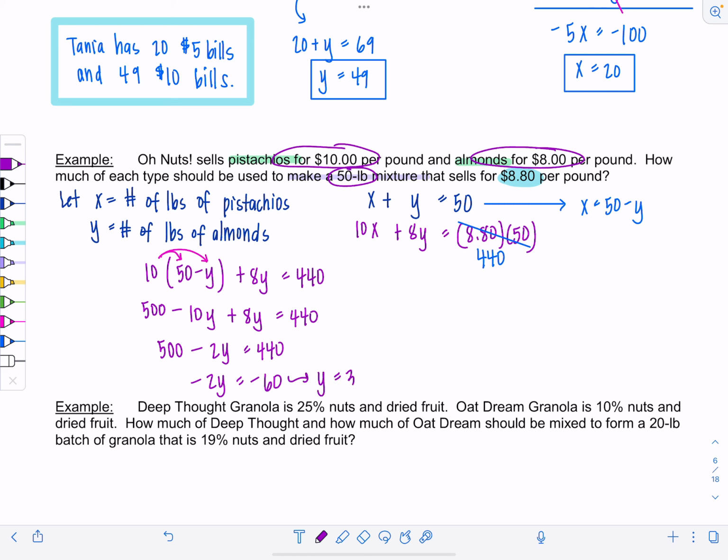So y equals 30. So that means we have 30 pounds of almonds because y represents the number of pounds of almonds. And then x, which is 50 minus 30, is 20. So 20 pounds of pistachios.